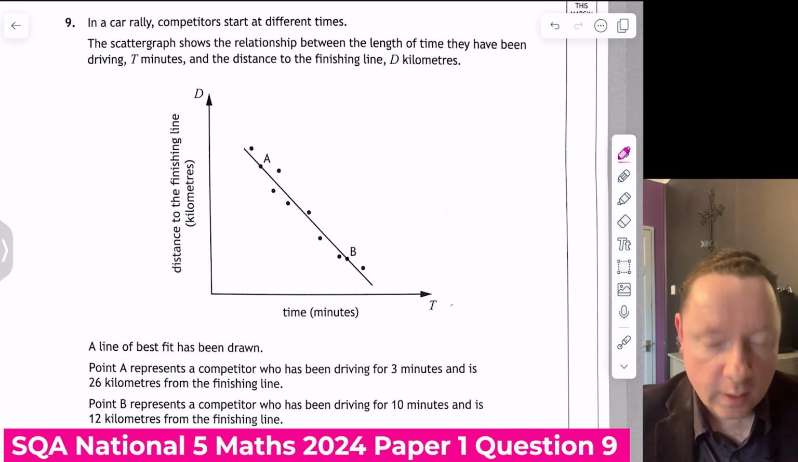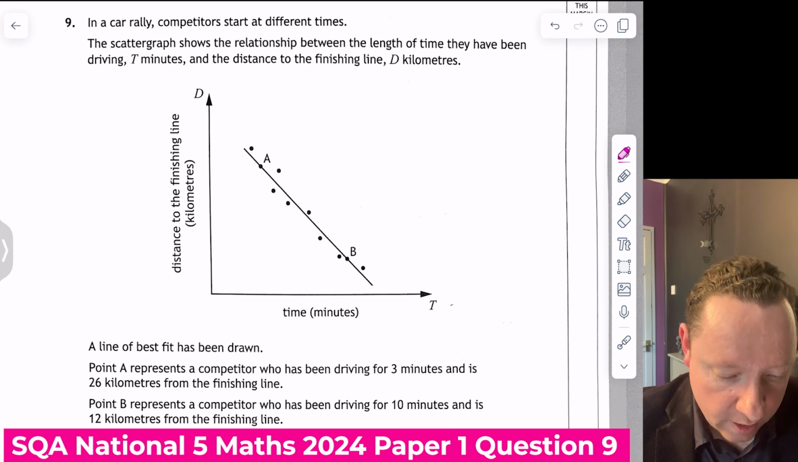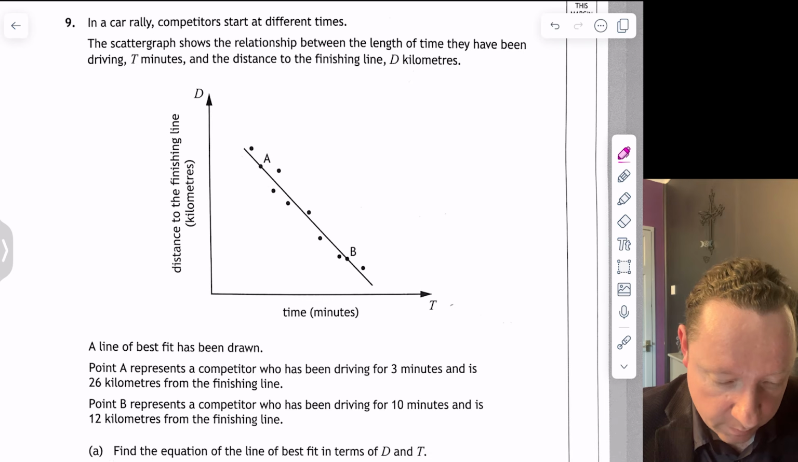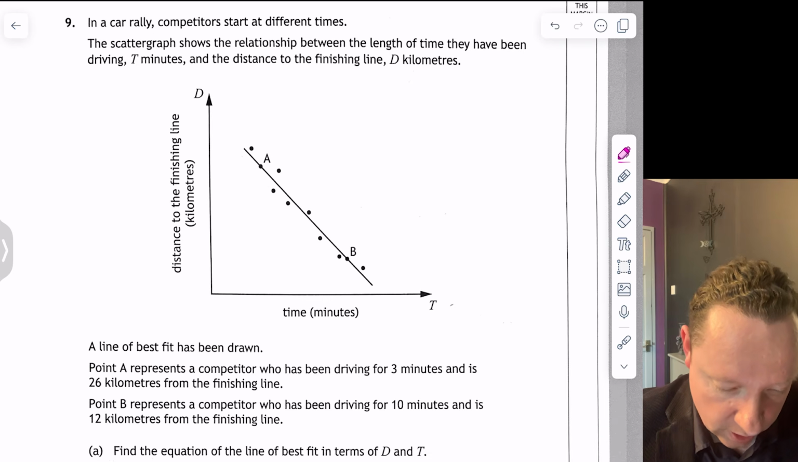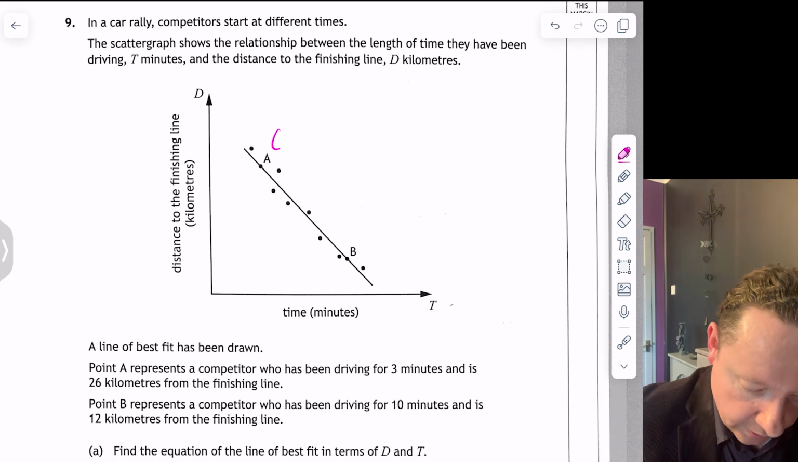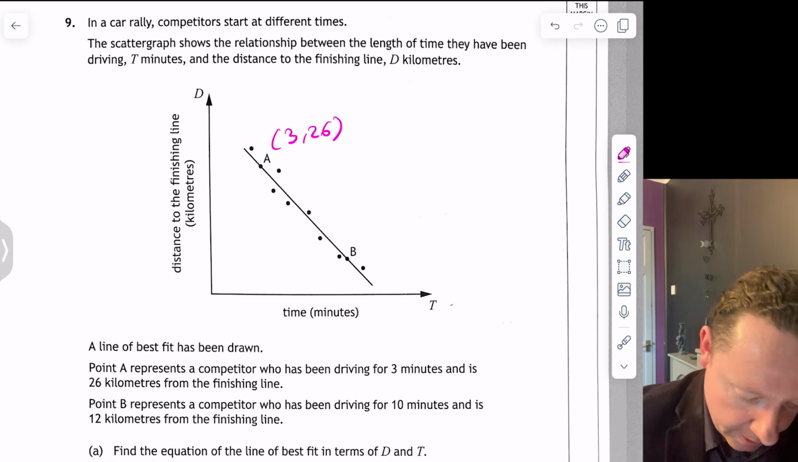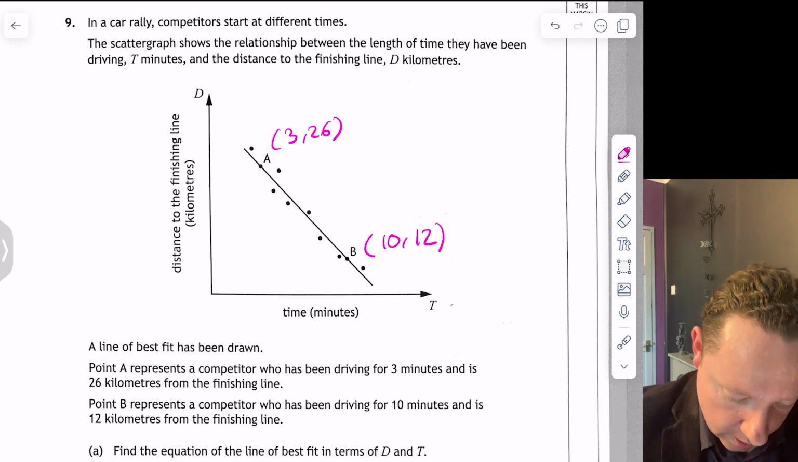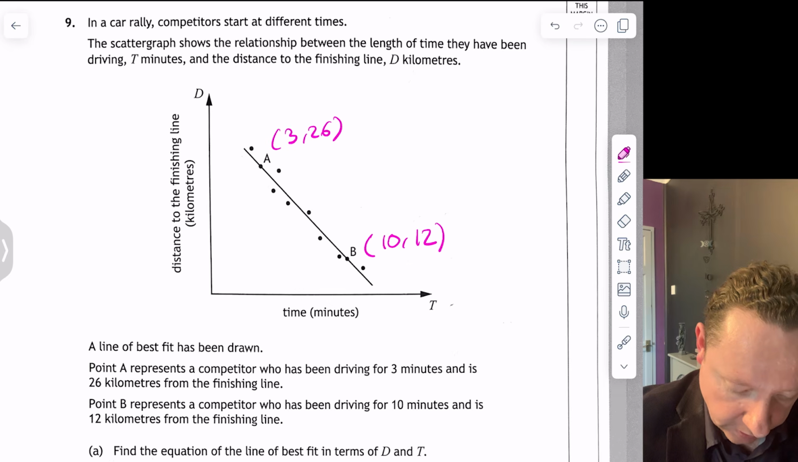SQA National 5 Maths 2024 Paper 1 Question 9. In a car rally, competitors start at different times. The scatter graph shows the relationship between the length of time they have been driving in t minutes and the distance d in kilometres to the finishing line. A line of best fit is drawn. Point A represents 3 minutes and 26 kilometres. So that's 3, 26. I'll take a note of that. Point B represents 10 minutes and 12 kilometres. Find the equation of the line of best fit in terms of d and t.